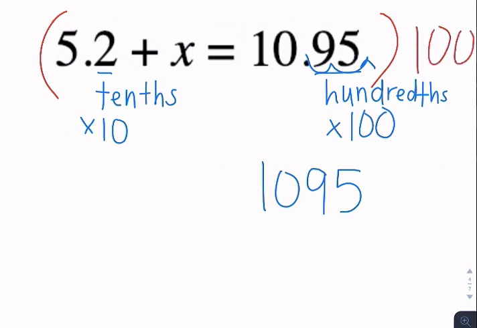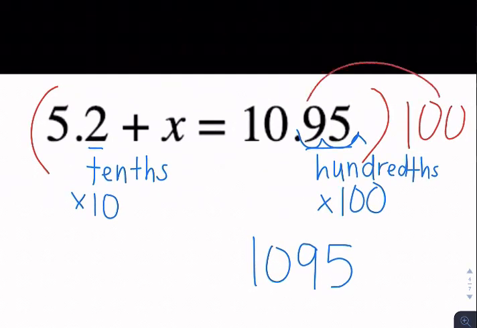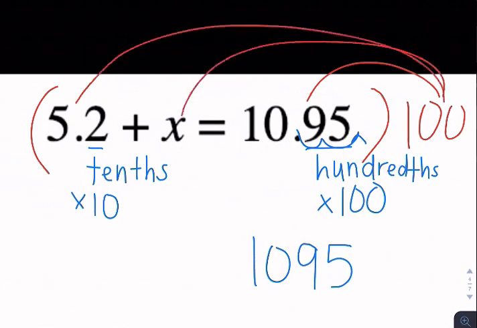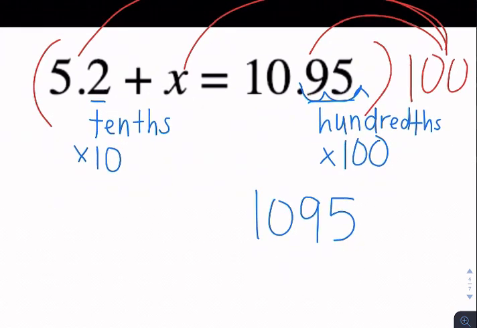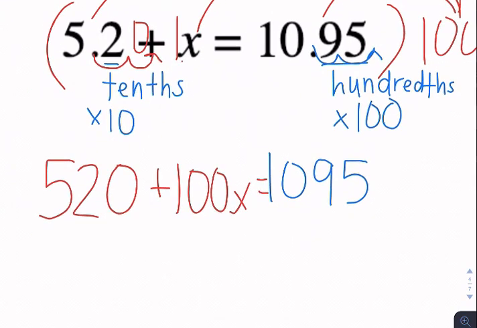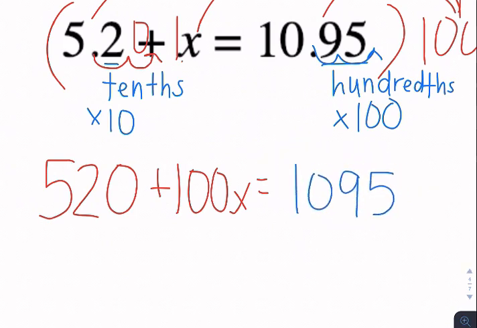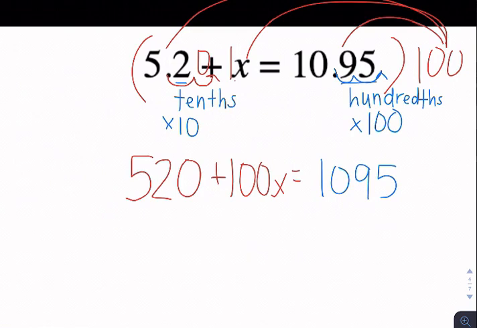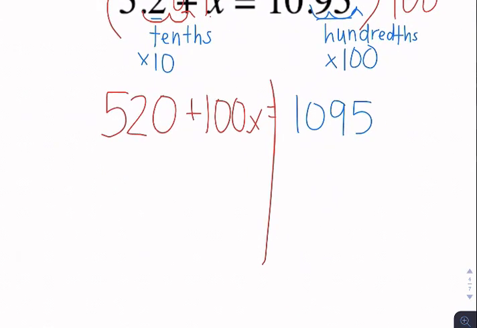So I'm going to multiply everything by 100, which means I'm multiplying 10.95 by 100, x by 100, and 5 and 2 tenths by 100. Multiplying by 100 moves our place value 2 places. And if you don't have another number there, you add a 0. So this is 520 plus x, and this is 1x. So multiplying 1x by 100 would be 100x equals 1,095. Now I have whole numbers that I can work with.